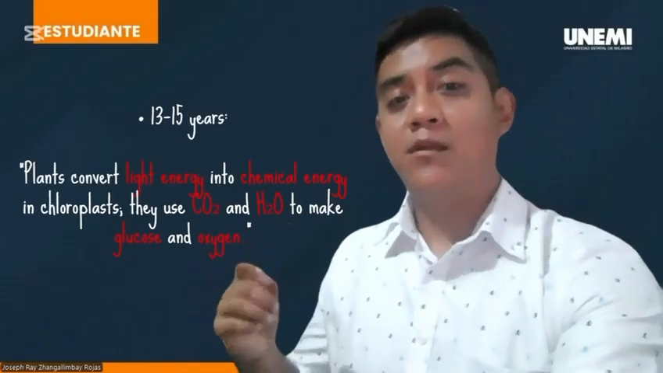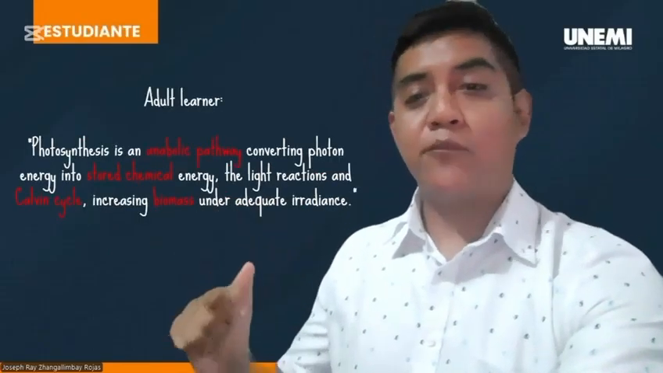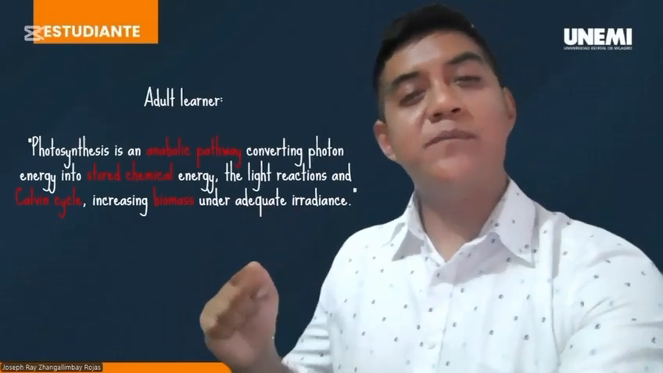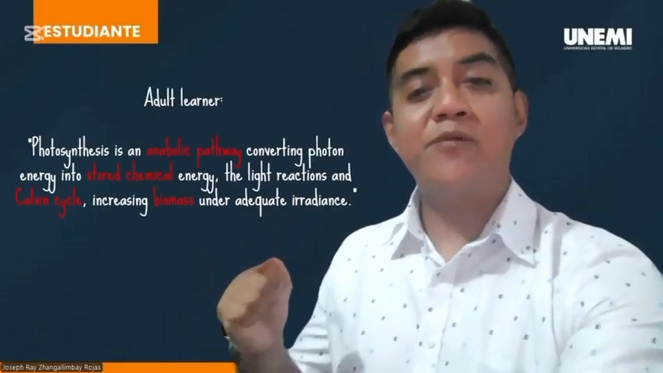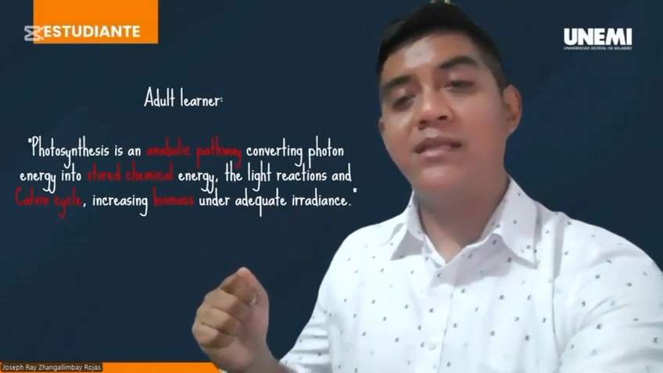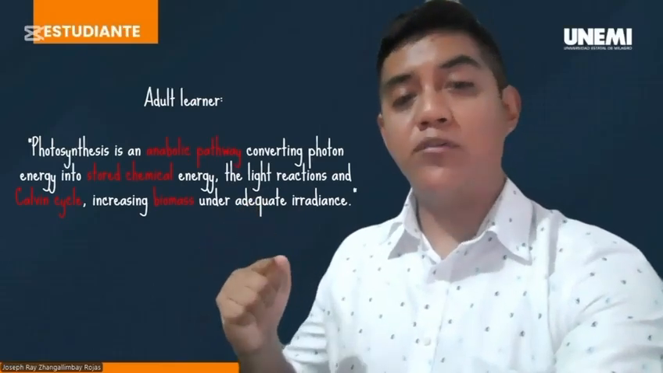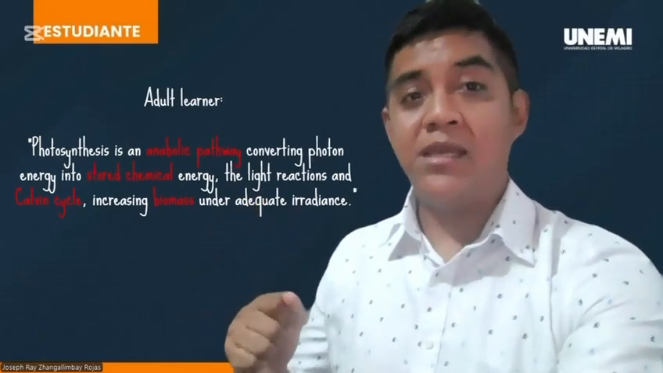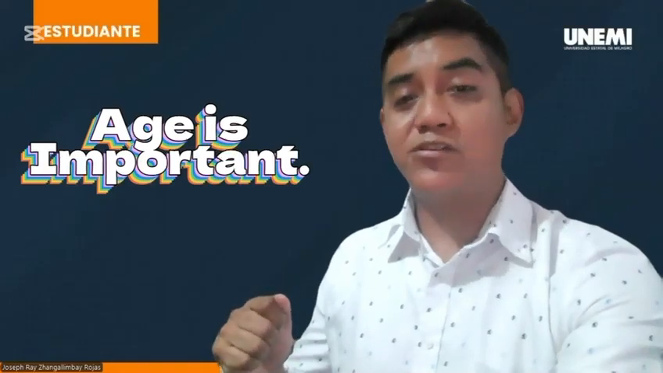An adult learner might say, photosynthesis is an anabolic pathway, converting photon energy into stored chemical energy. The light reactions and Calvin cycle increase biomass under adequate irradiance. So, as we see, age is important in this topic.